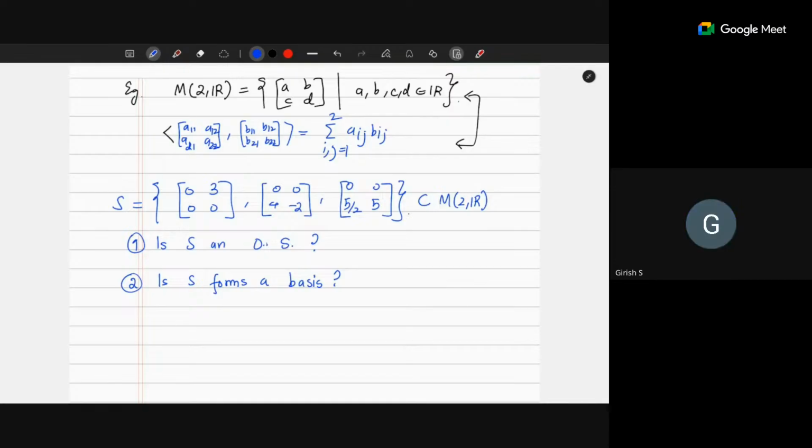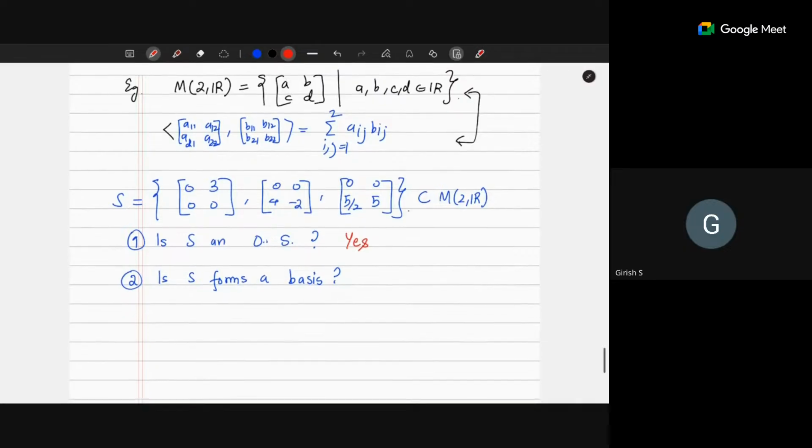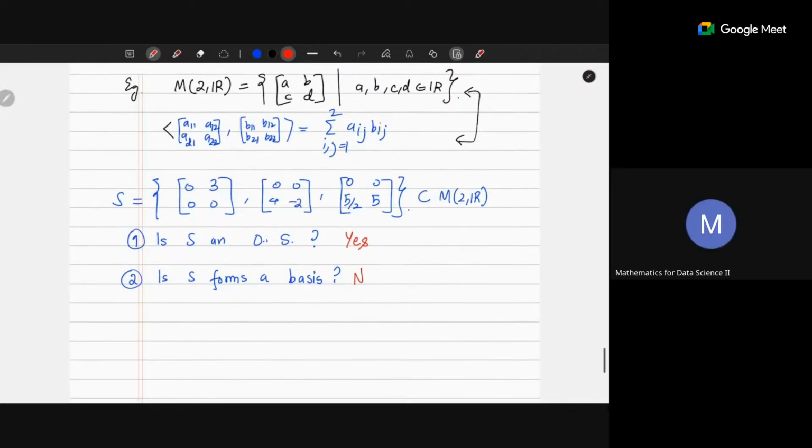It is an orthogonal subset, but it does not form a basis. Why? Because it is not minimally spanning. Correct.